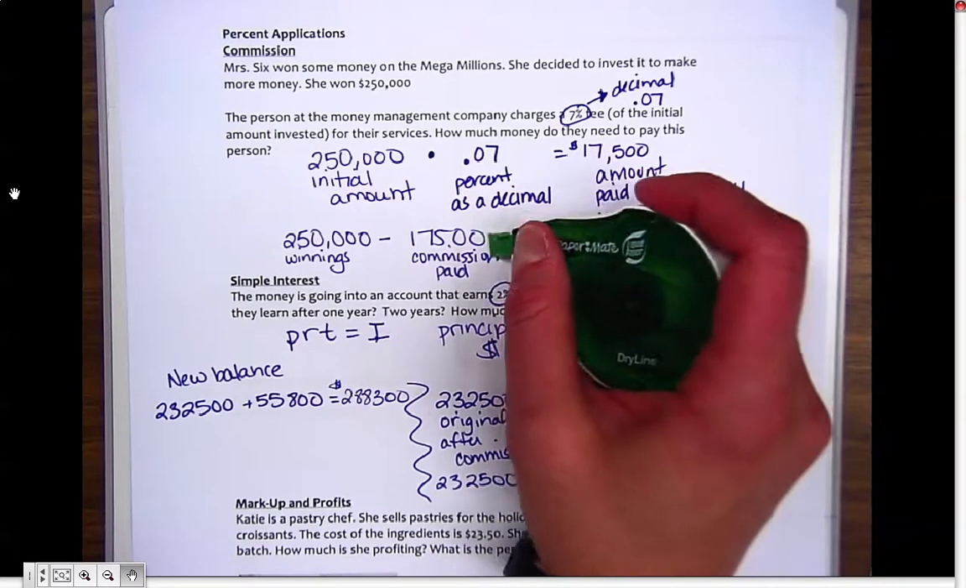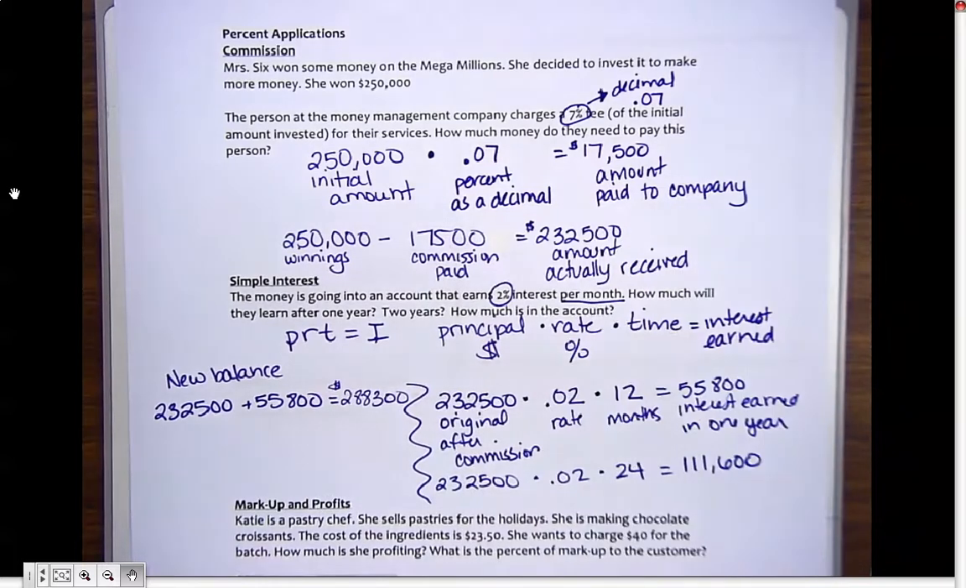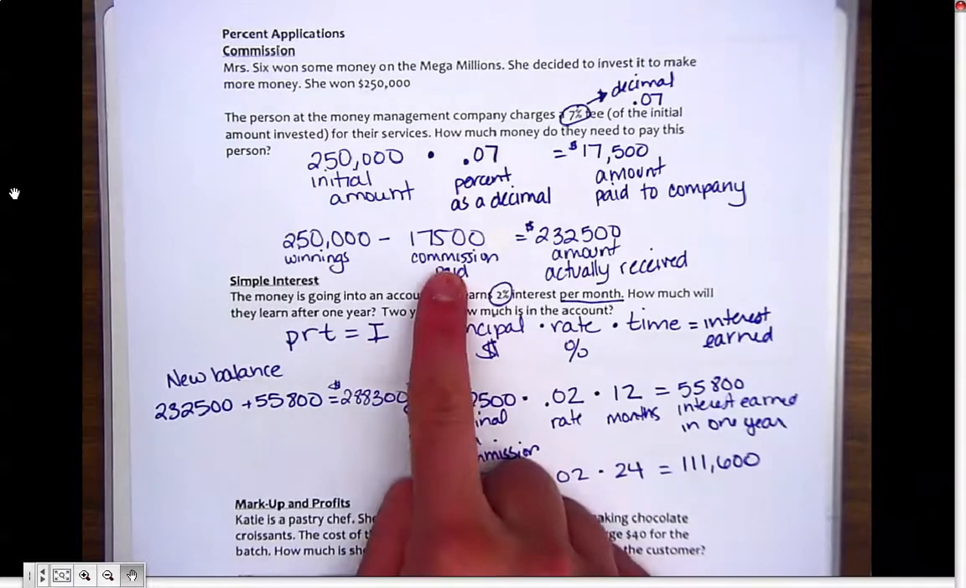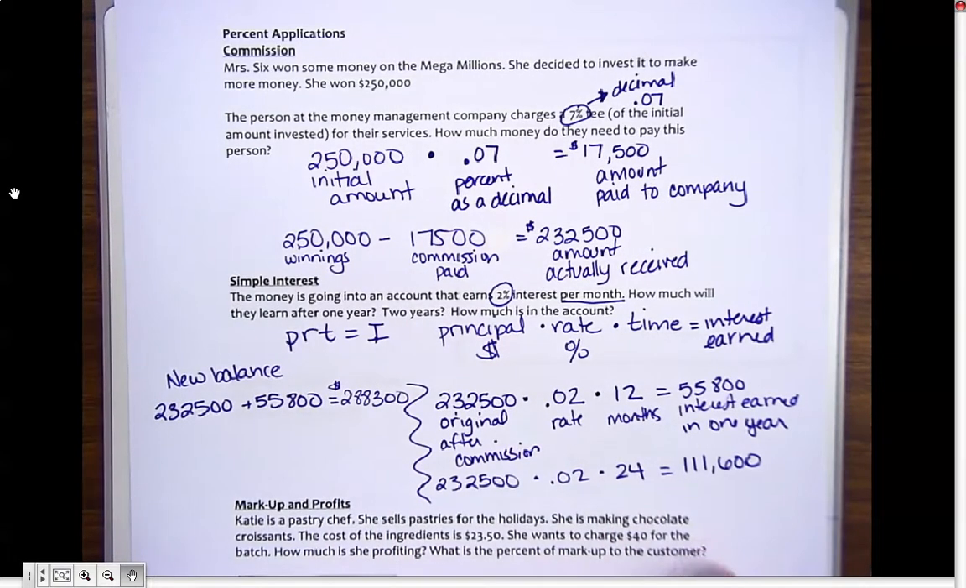It's 17,500. Okay, there we go. Now it is more accurate. But again, I paid 17,500. That's okay because I just made a lot more.